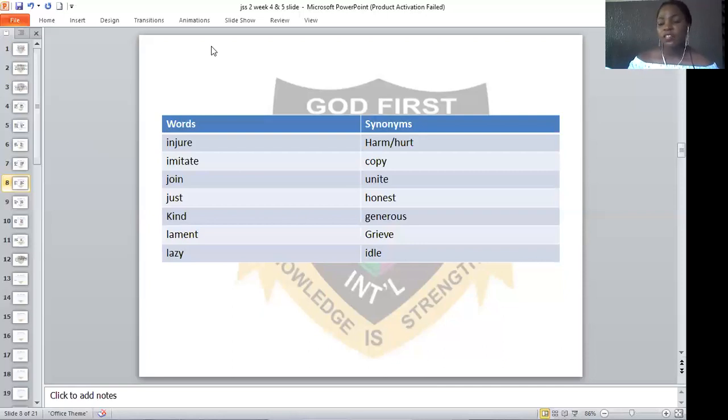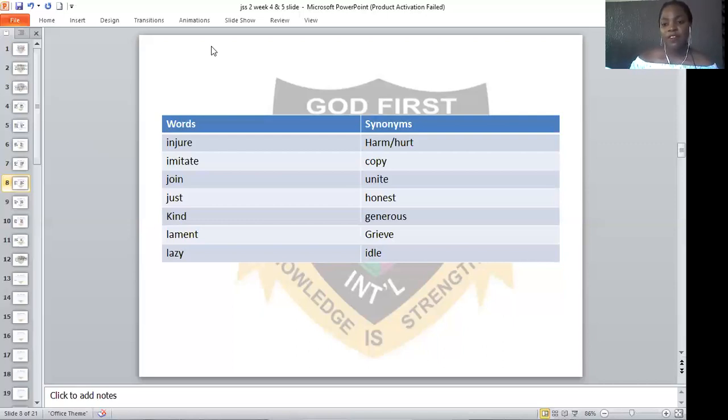Lament. She lamented about the money that was stolen from her. She grieved about the money that was stolen. So grieve is a synonym for lament.